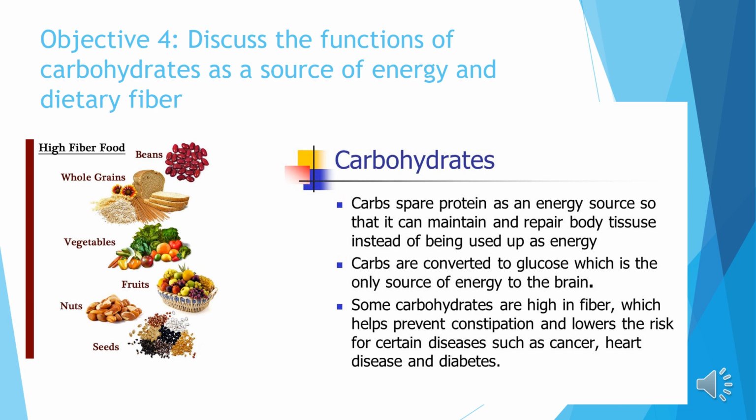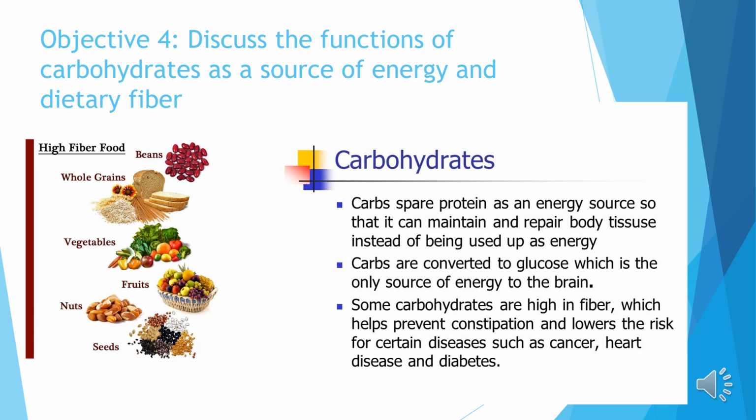Now, some carbohydrates are high in fiber, which we talked about before will help prevent constipation and lower the risk for certain diseases such as cancer, heart disease, and diabetes. So what foods are we talking about when we talk about high fiber foods? Well, beans, we mentioned beans, whole grains, and that can be oats as well. So things like whole grain or whole oatmeal. Your instant oatmeal, not quite as much because it's broken down a little further, but oatmeal.